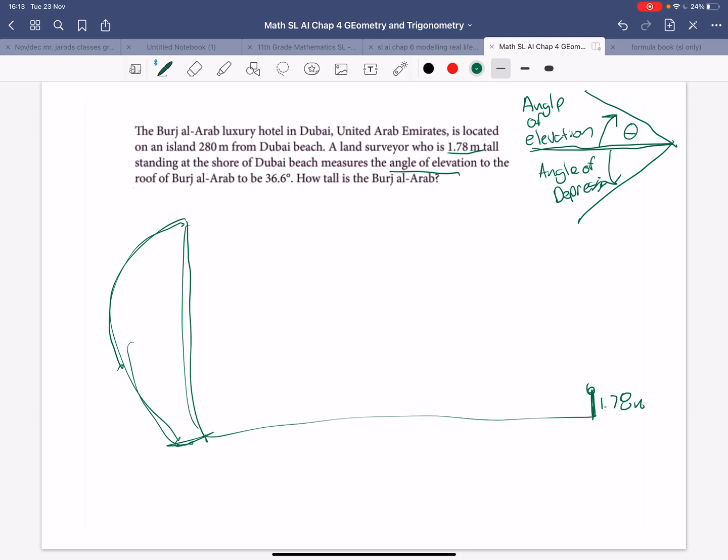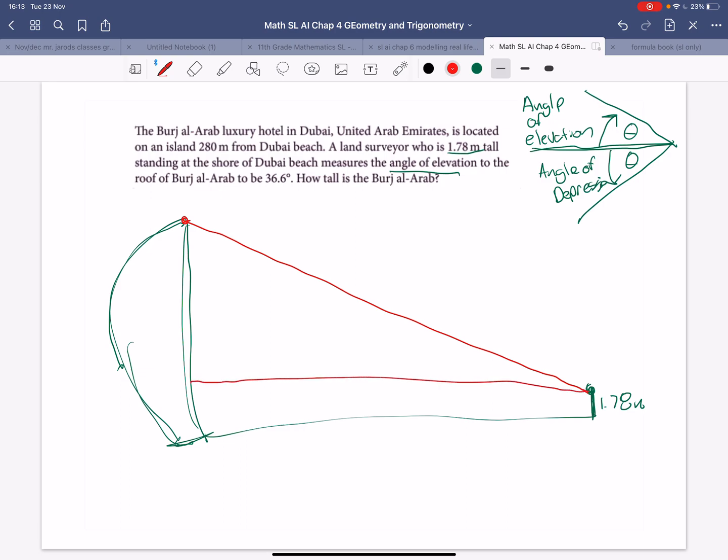So definitely know those because they can just throw those in at any time. Just think elevation goes up like an elevator. Depression goes down. Okay. All right. So 1.78. This guy's standing right here. He's 1.78 meters tall. He measures up here to the top of this Burj Arab. And he says that angle right there is 36.6 from the horizon.